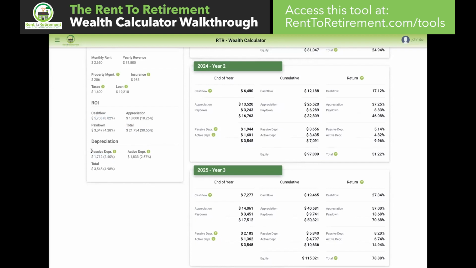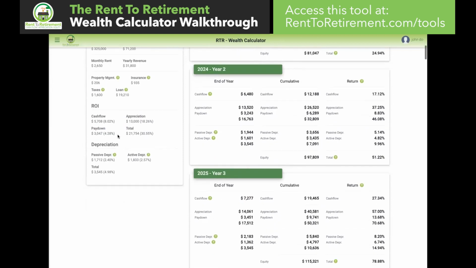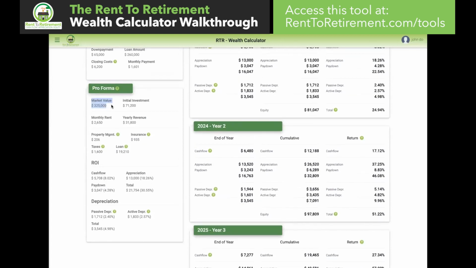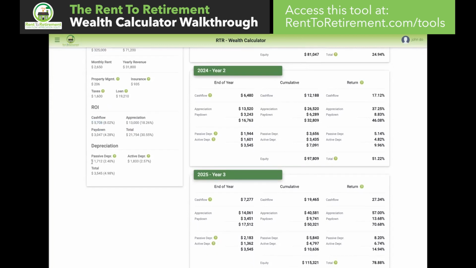$5,700. Your passive depreciation, which is basically the home value divided by 27 and a half years, is roughly, if you take 325 divided by 27 and a half years, just under $4,000. Then you can reduce that amount from your cash flow, which is passive income on this property. Your $4,000 or so would be reducing the amount of taxes you have to pay on this $5,700. So that's where this number comes up.